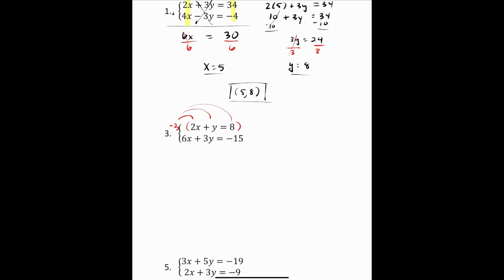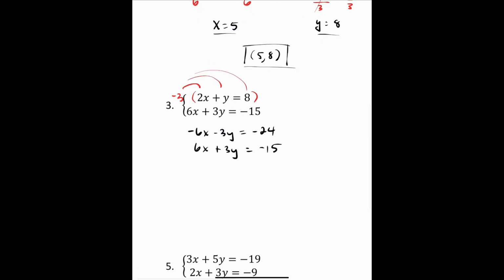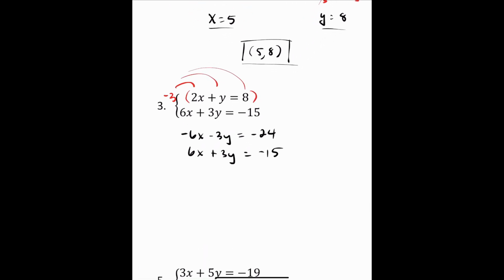Negative 3 times positive 2x is negative 6x. Negative 3 times positive y is negative 3y. And negative 3 times 8 is negative 24. And then I'm going to rewrite the other equation. So 6x plus 3y equals negative 15. And then I look closely. Okay, so I notice that the x's and y's both have opposites, right?